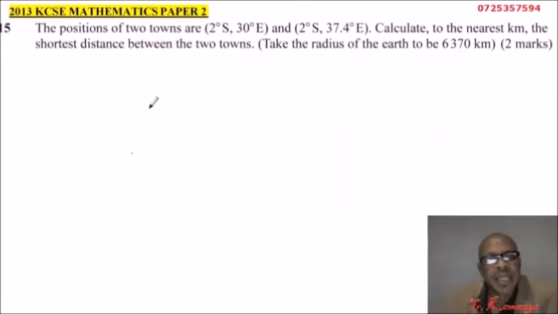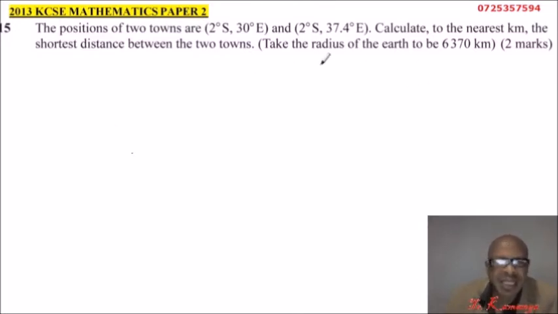This is number 15. Okay, this is question number 15. This is from the Form 4 topic about latitude and longitude, distance between two places on the surface of the earth. So the question says, the positions of two towns are 2 degrees south, 30 degrees north, and 2 degrees south, 37.4 degrees east. Calculate to the nearest kilometer the shortest distance between the two towns. Take the radius of the earth to be 6,370 kilometers, and you get 2 marks.